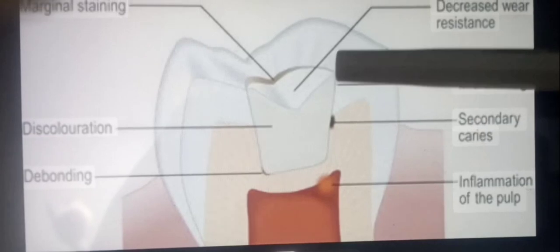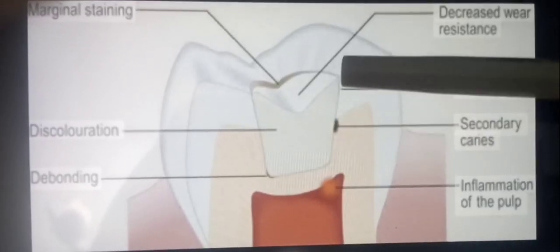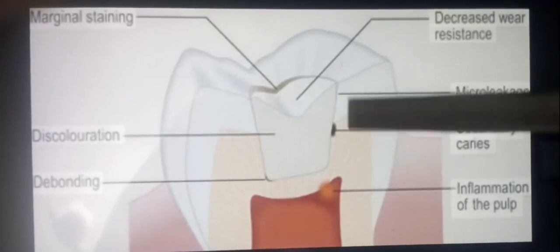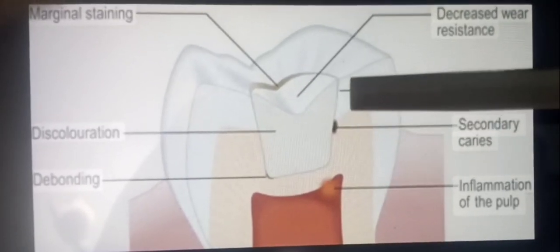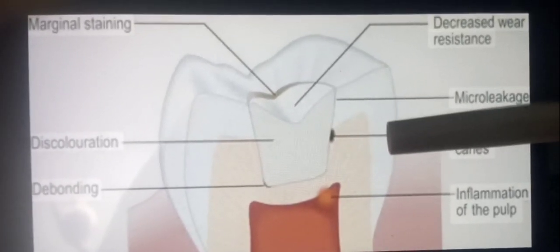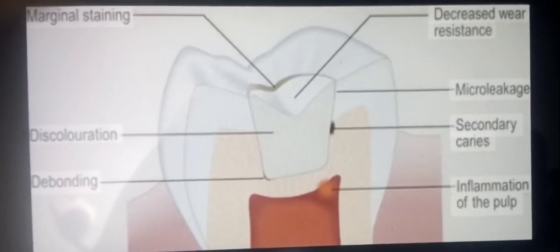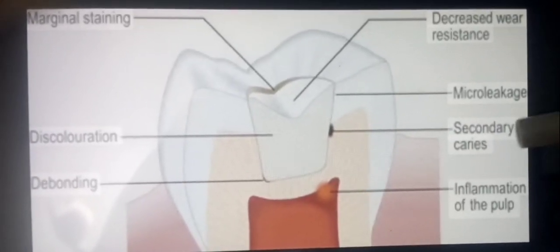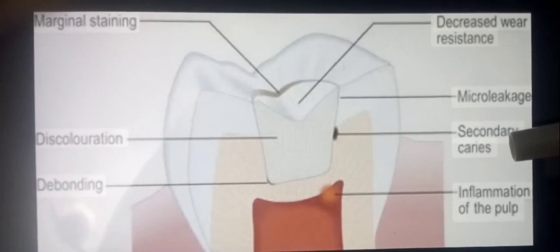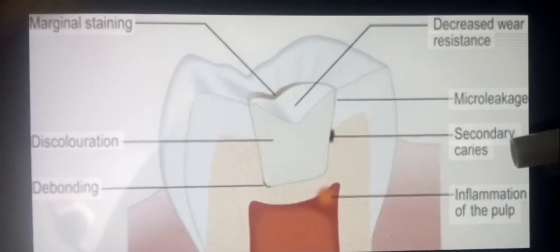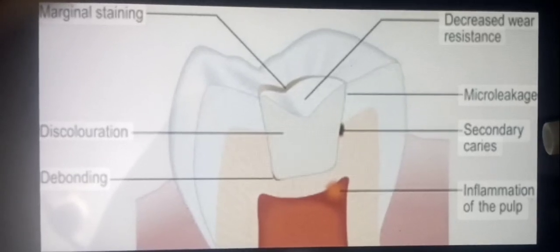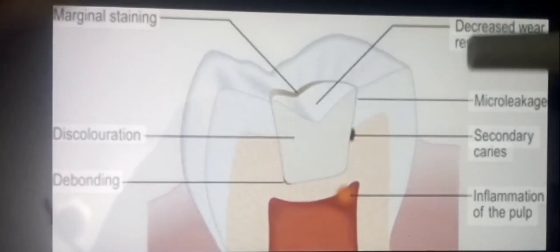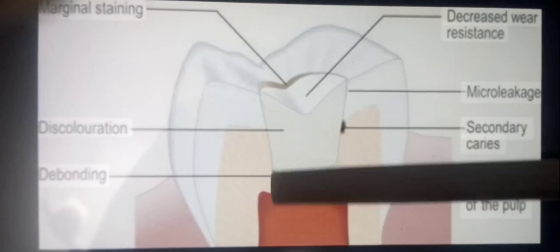Here the fluid passes between the tooth structure and the restoration. So this is the tooth structure and this is the restoration. This microleakage leads to secondary caries. It can also lead to loss of restoration due to debonding. Here, debonding of the restoration.